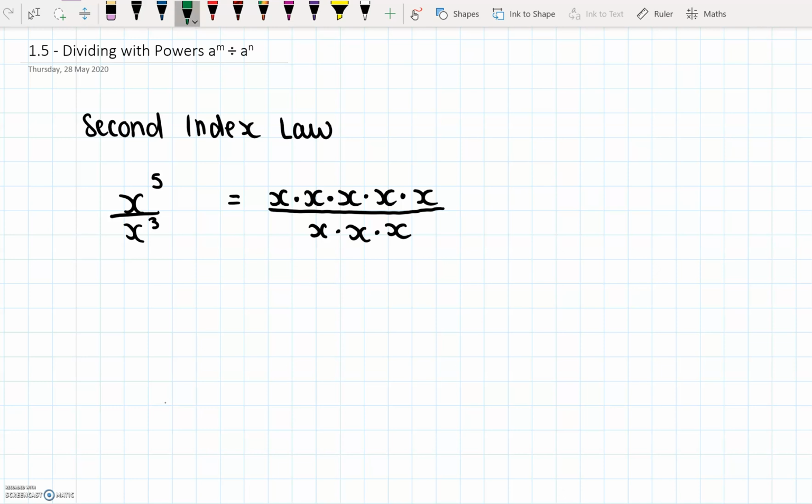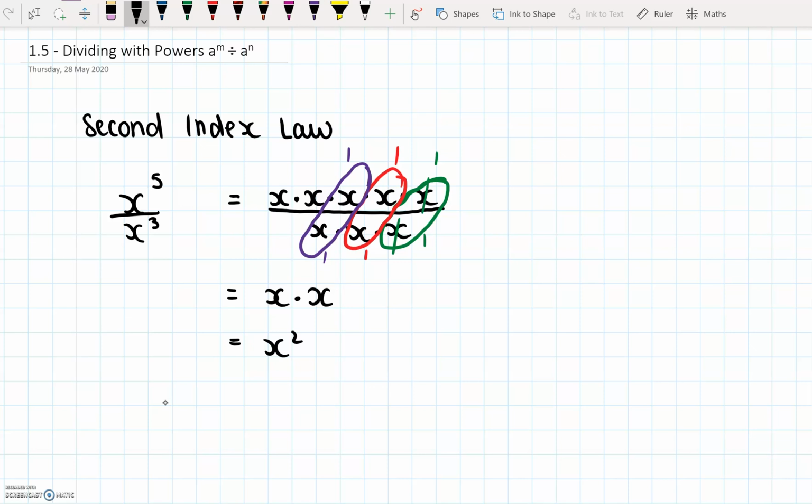Okay. Now what we know with this is if you have, for example, x divided by x. Okay. What is x divided by x? It's 1. Okay, so what we can do is we can cancel these two out and replace them with 1s. All right, we have another x divided by x here, and we can replace those with 1s. And we have another x divided by x here, which we can also replace with 1s. So what we get left behind with here is just x times x, which is equal to x squared.